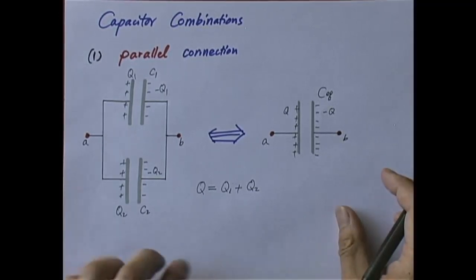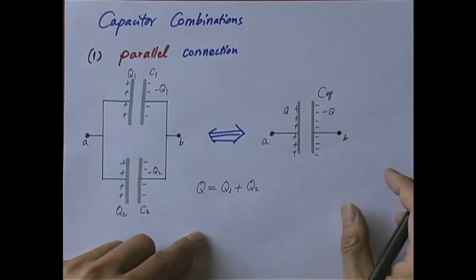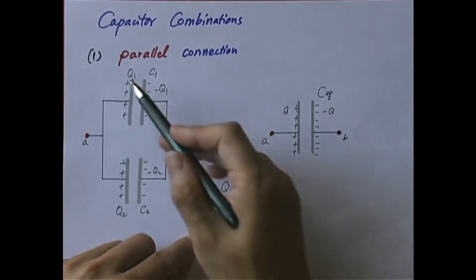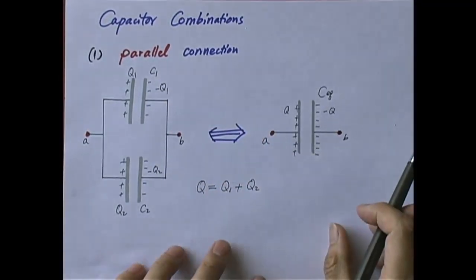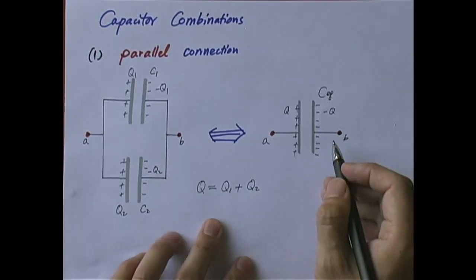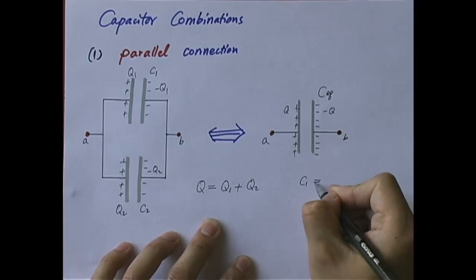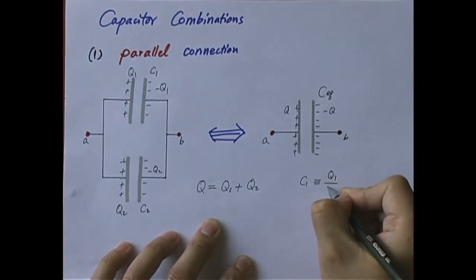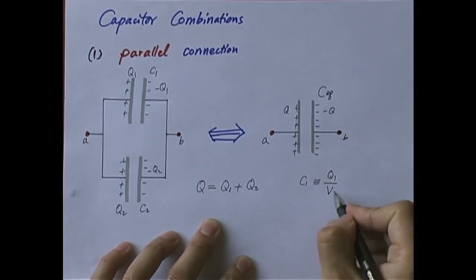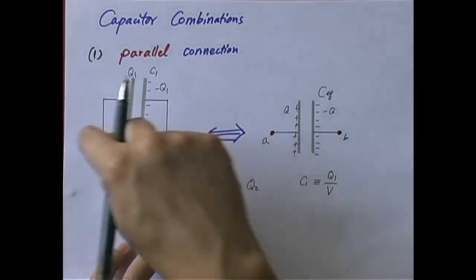So the question is, how does one find C equivalent based on C1 and C2? Well, we have to understand the meaning of C equivalent and the meaning of C1 and C2. C1 is defined as what? Q1 over V, right? Actually, Q1 over V1, but V1 is just V. It's the potential difference between these two.